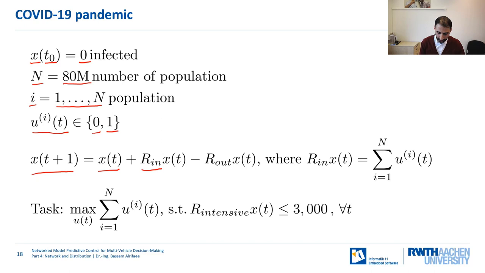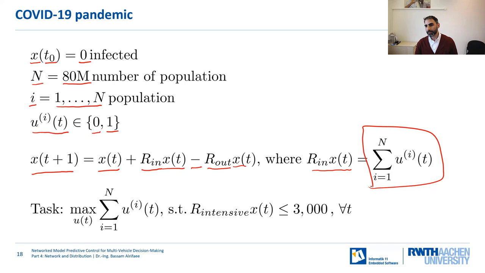Well, the rate of new infections is R_in times X(t), minus R_out, the rate of people getting out of the system, meaning they are not infected anymore, or maybe unfortunately died. And R_in times X(t) is the sum of infected people. The sum of all, but all are 0 or 1, 1 is infected, so it is the sum of the infected people at a time t.